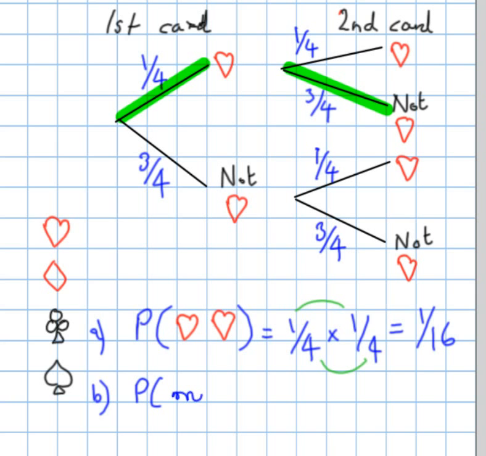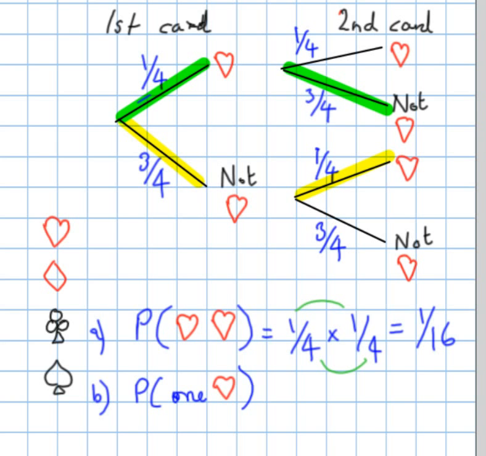However, there is another route by which I could draw 1 and only 1 heart. Can anybody spot what it is? 3/4 to 1/4. Yeah, my first card could not be a heart, and then the second card could be a heart. So we've got two probabilities to work out.